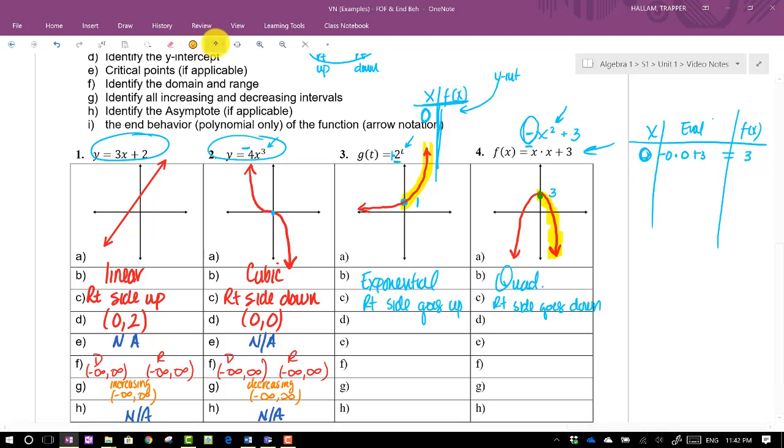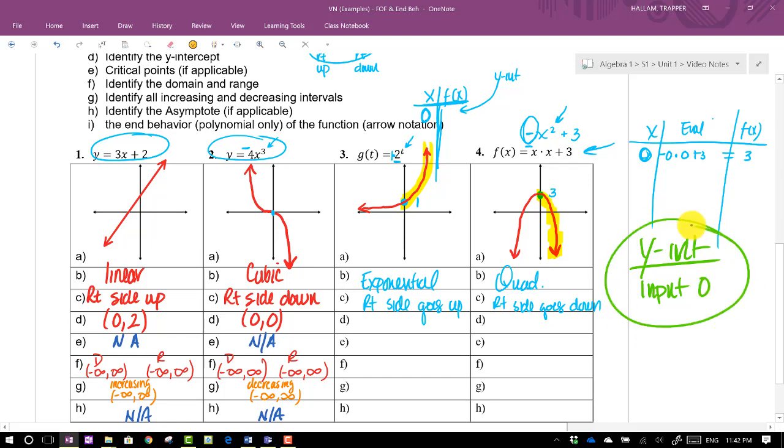That's actually a really good note to make. Find y-intercepts. Let's put that here. Y-intercepts: plug in input 0 to get the y-intercept. Huge note for you right there. That'll be a key piece.